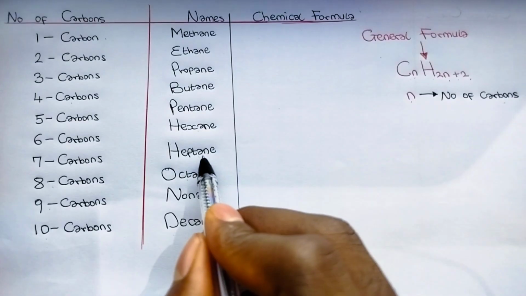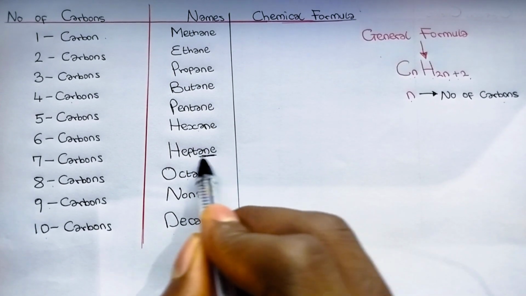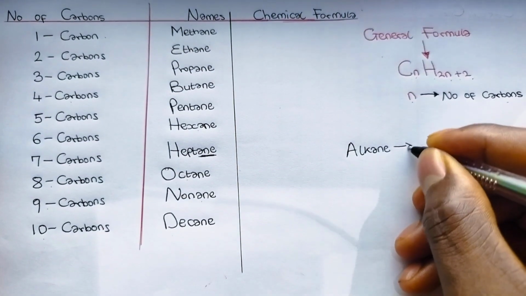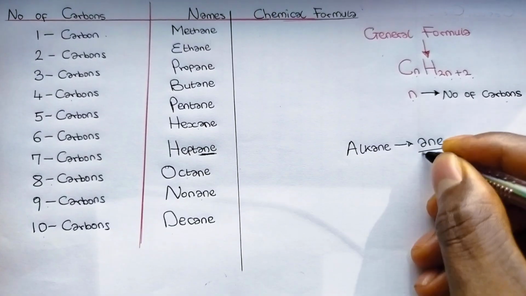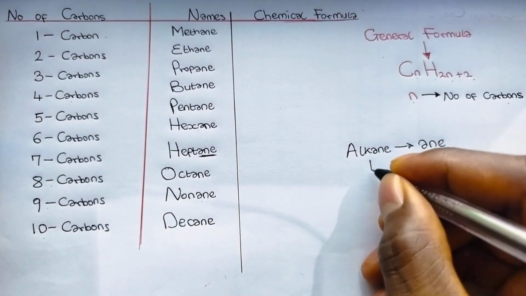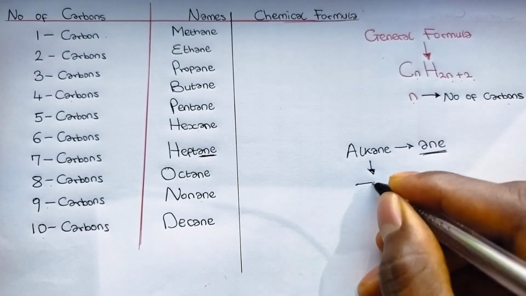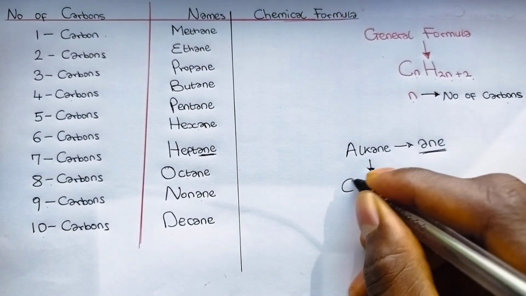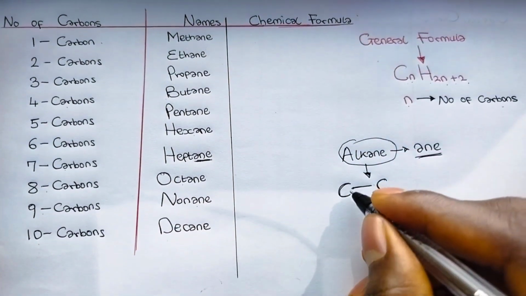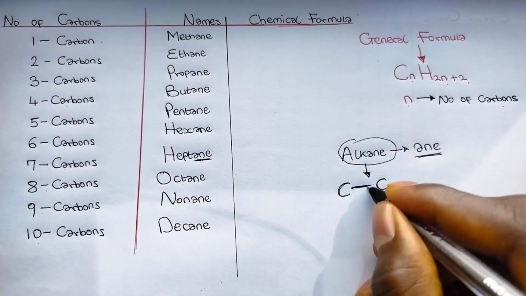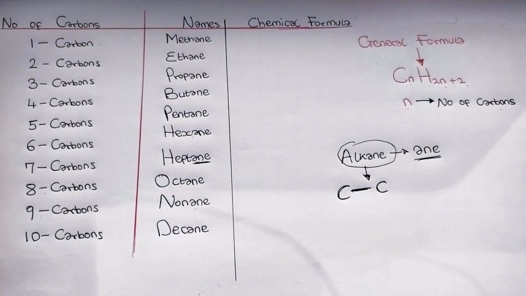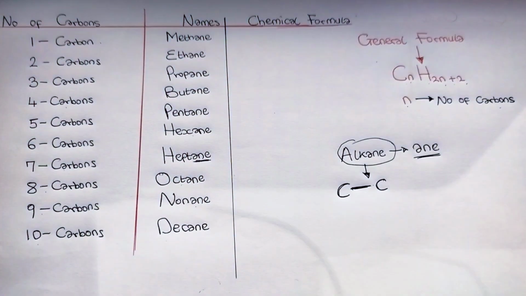So take note of the suffix. Alkanes always end with ane, that is A-N-E. Alkanes are organic compounds that have only single bonds in their structure. So in the structure of alkanes, you can never see double or triple bonds. Alkanes are known for their single bonds. Hope you understand. Now let's take examples of some alkanes and write out their chemical formulas.